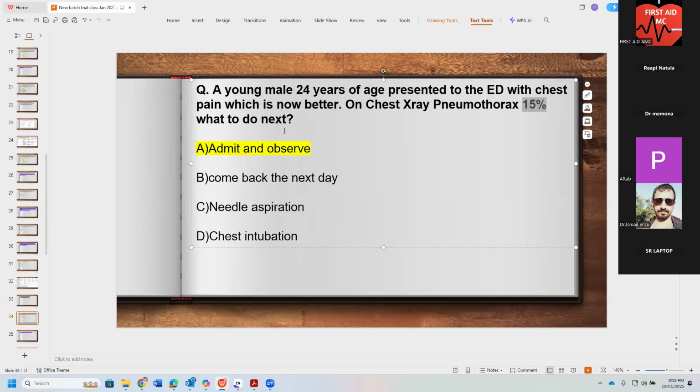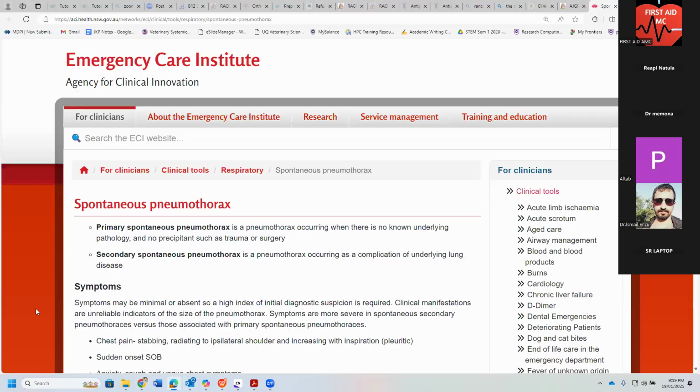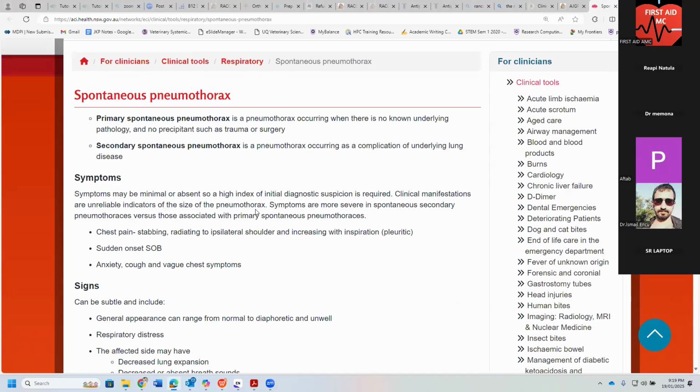We have to do serial x-rays. Yes, it can stabilize and resolve on its own. Not in all of the cases do we do needle aspiration. So there are different types of it.